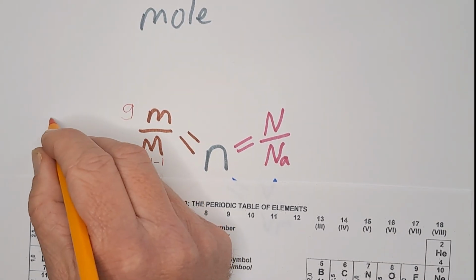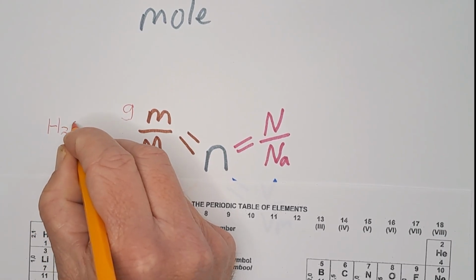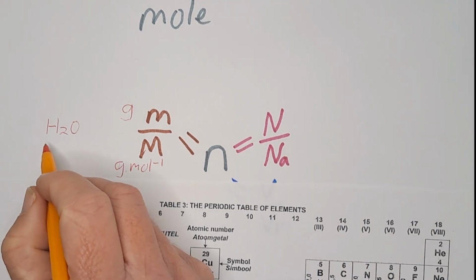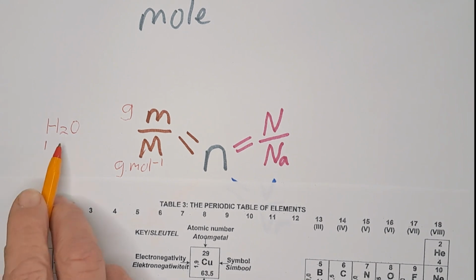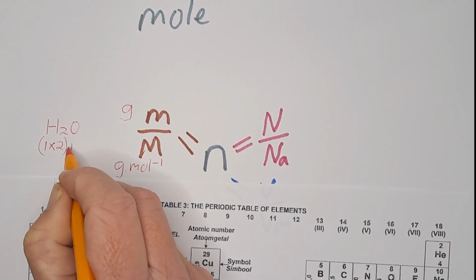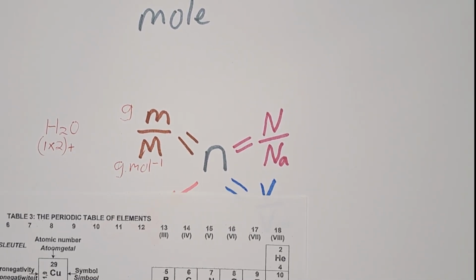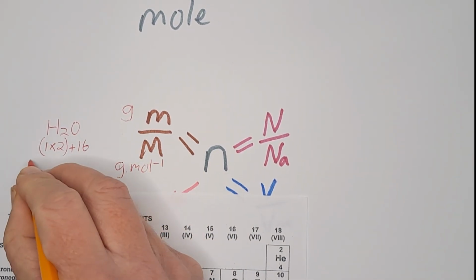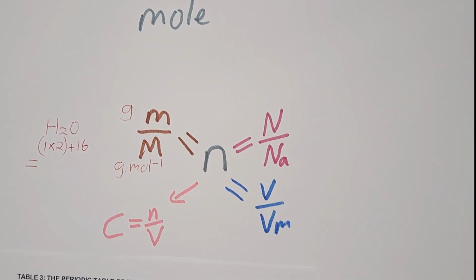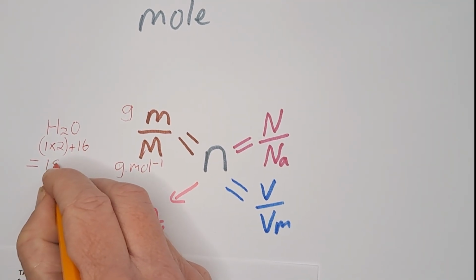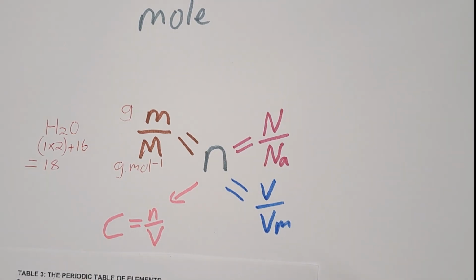Now, say if we use an example, H2O. With H2O, we're going to look at hydrogen. Its atomic mass is 1, but there is 2 of them. Plus, then we have oxygen. So oxygen here is 16, the mass. We're going to smash that into our calculators. It's going to be 1 times 2 is 2. 2 plus 16, it gives us 18 molar mass, grams per mole. Alright, that is number 1.